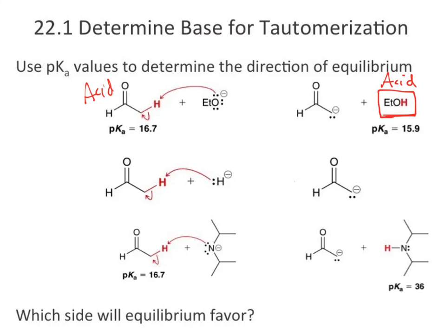The next part of this is then to compare those acids. Which one is the stronger acid? The smallest pKa is going to be the strongest acid. Okay? So how do we use that to decide what's happening with equilibrium? So this is stronger.